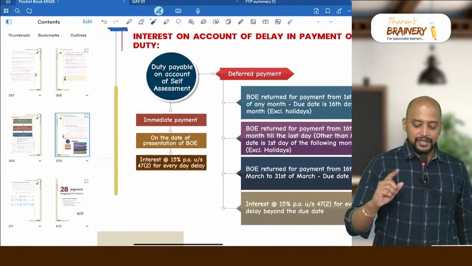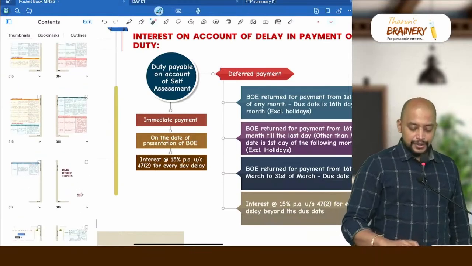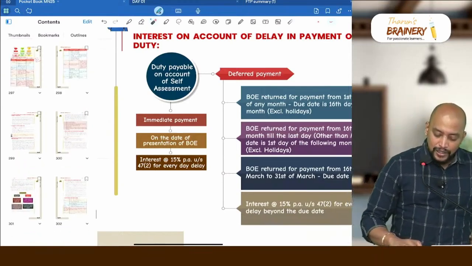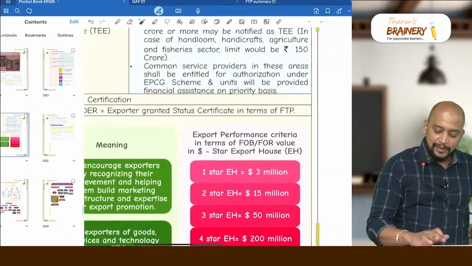For these people, you can see, just turn a little bit to the FTP. In that you can find the authorized economic operator. For that authorized economic operator scheme, there is this.